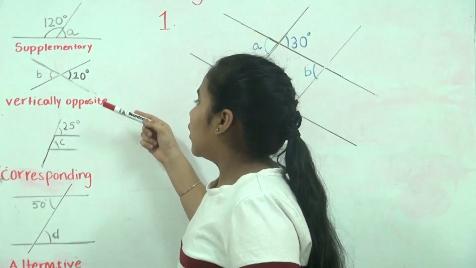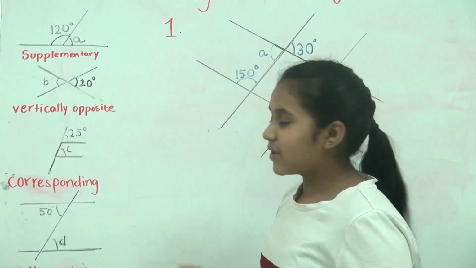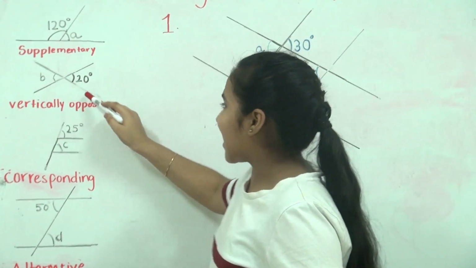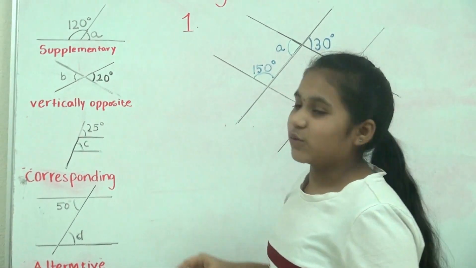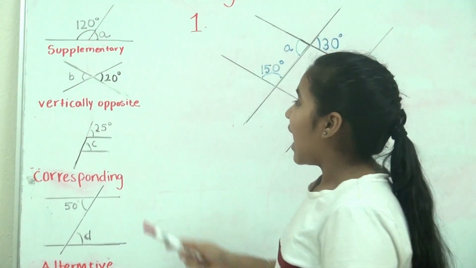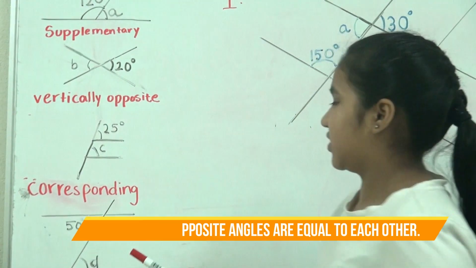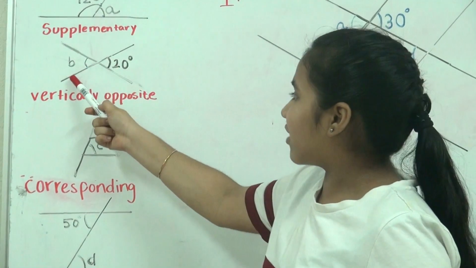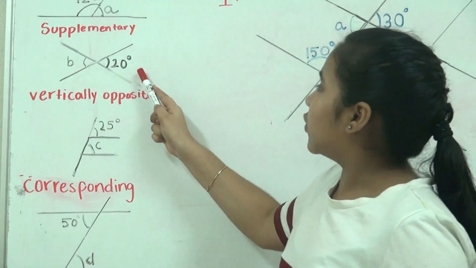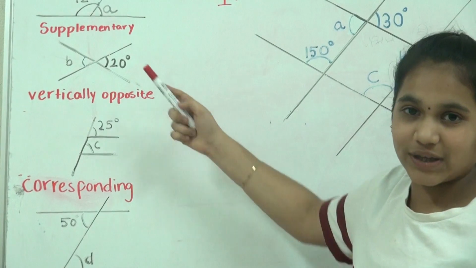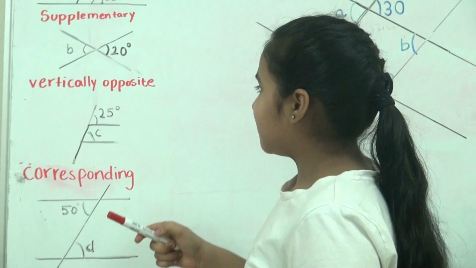The next way is the vertically opposite angles. For example, if you have an X over here, and you have one angle which is 20 degrees, and you are asked to find another angle which is exactly opposite, both of the angles will be the same. So it would be easy for you to find. If this side is 20 degrees, the other side would also be 20 degrees.